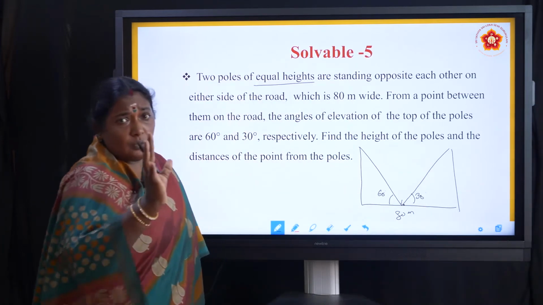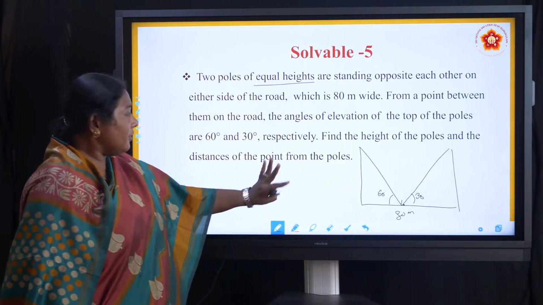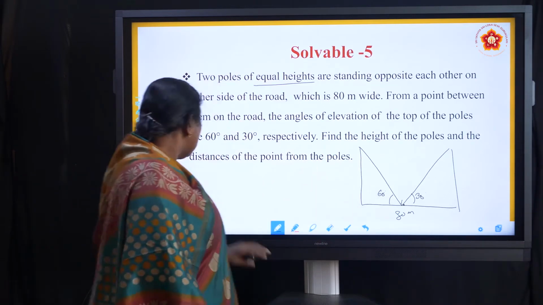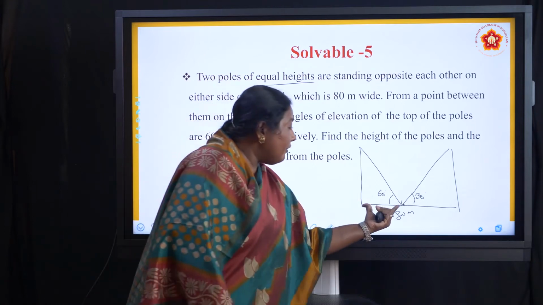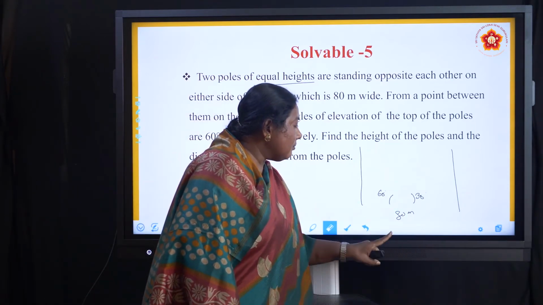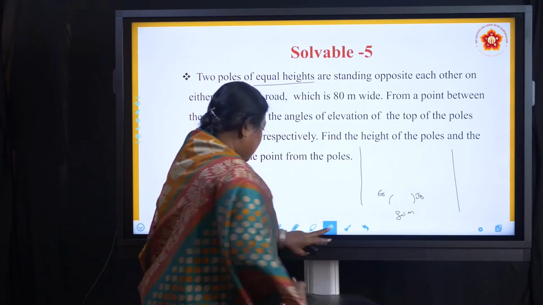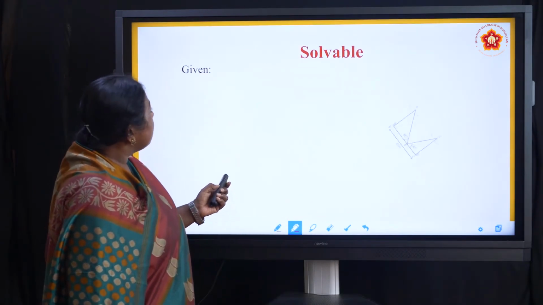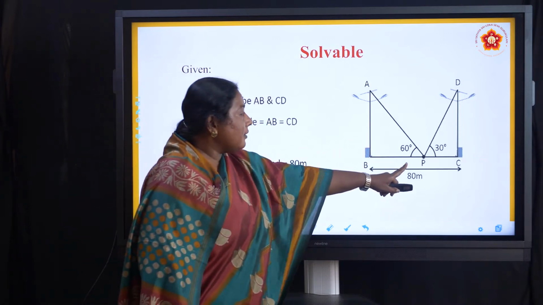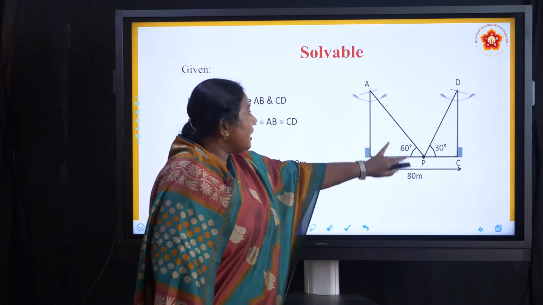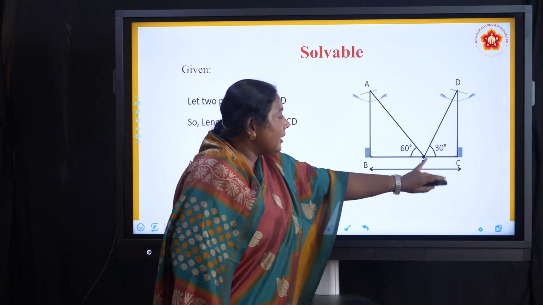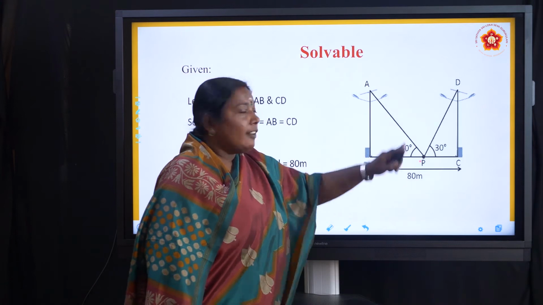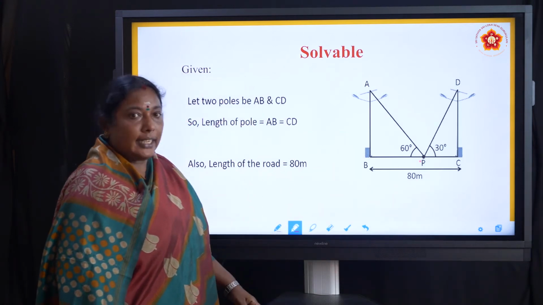The first thing what we have to do, give the names. Find the height of the poles. They are asking to find the height of the poles and the distance of the point from where the person is standing. That is what we have to find. So let us see the sum. So given two poles are there. Two poles are there, AB and DC. A person is standing at a point, and what he is doing, he is looking at the poles with 60 degree and 30 degree. Okay.